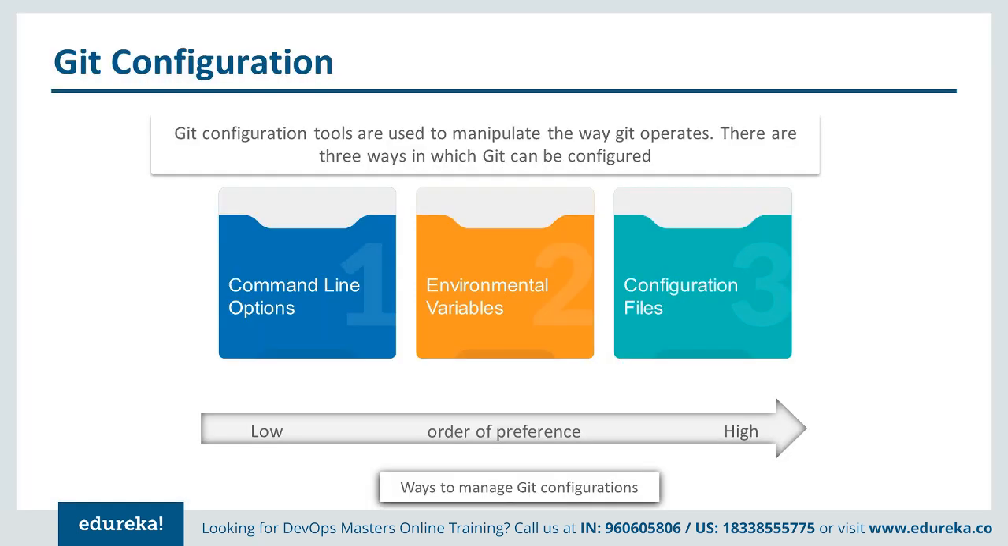So Git operates in a more customized fashion by introducing several important configuration settings and the hook system. Through these configurations, there are many ways in which we can configure how Git will operate. So in all, there are three ways to manage the configuration, which are arranged in the order of preference. The first one is command line options, second is environment variables, and the third one is configuration files. Now these are the three ways to manage the Git configuration. We will look at all of them in more detail.